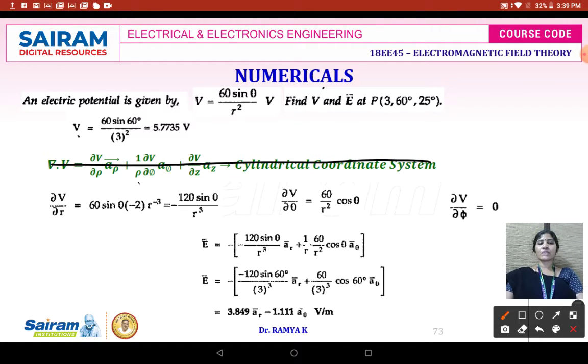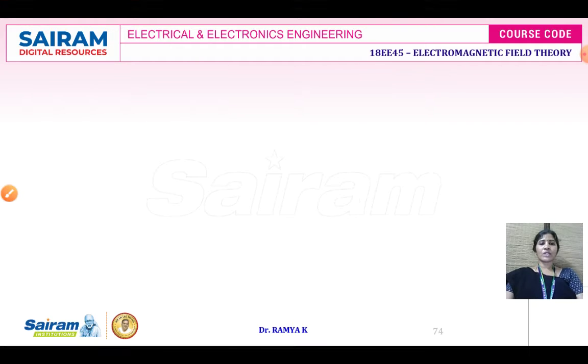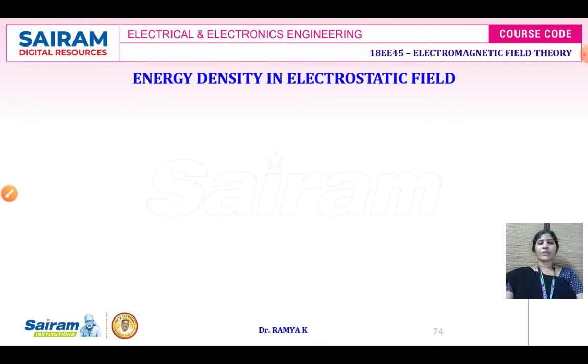We need to use the spherical coordinate formula, where the formula is ∂V/∂r into a_r, plus 1/r ∂V/∂theta into a_theta, plus 1/(r sin theta) ∂V/∂phi into a_phi vector. Once it is identified, you will get the value of the electric field intensity as 3.849 a_r vector minus 1.11 a_theta vector volt per meter. This is how we need to solve the problem if V is given.